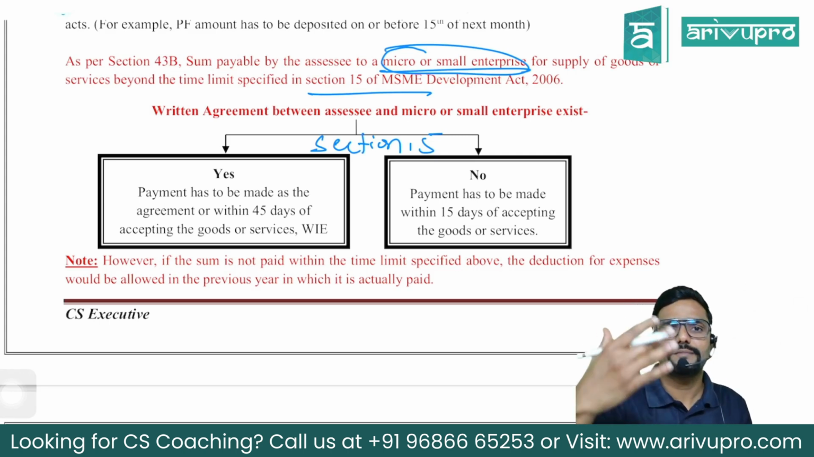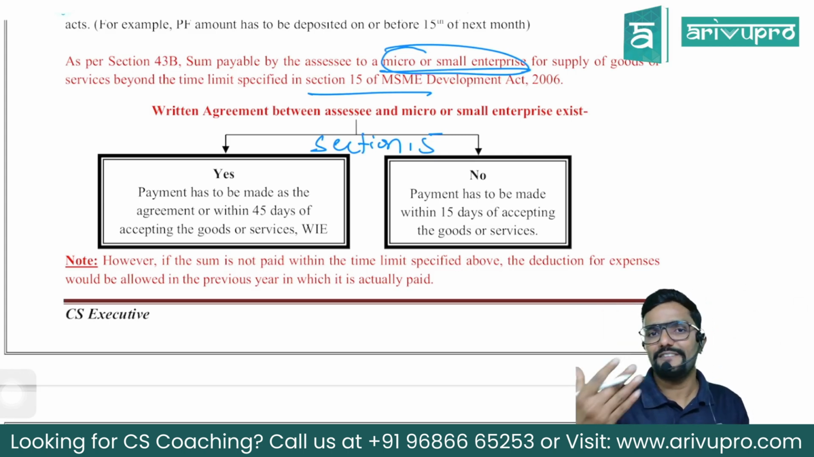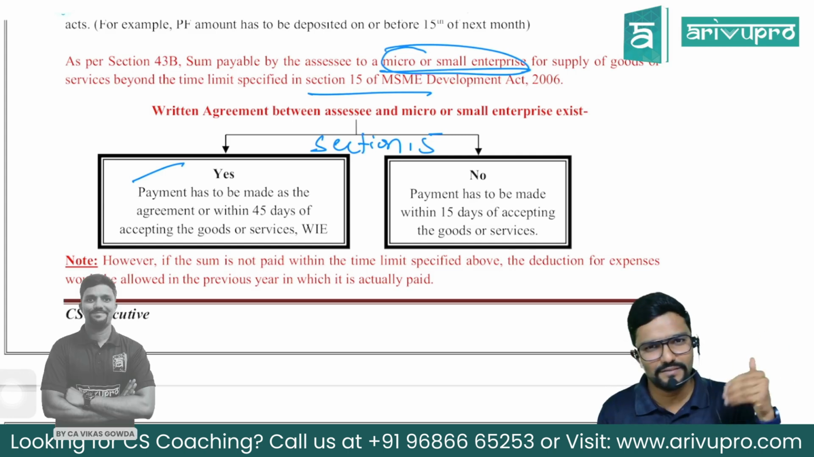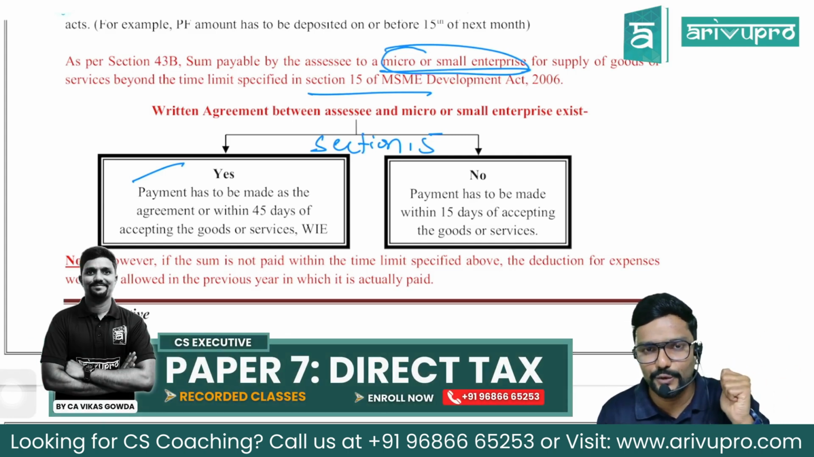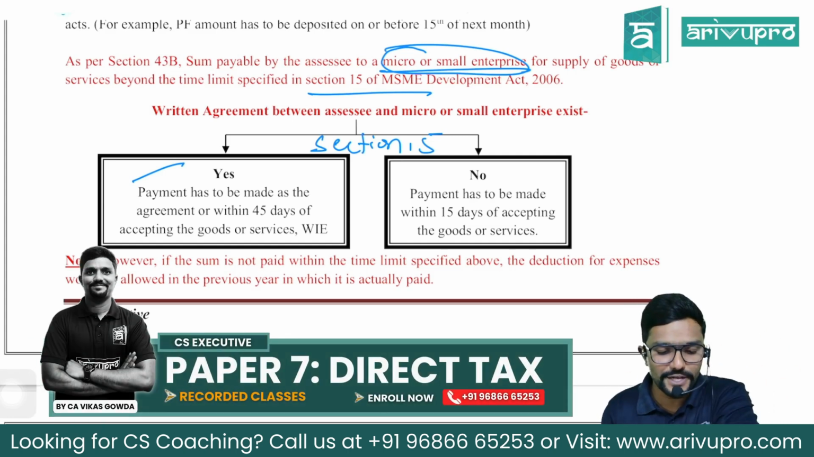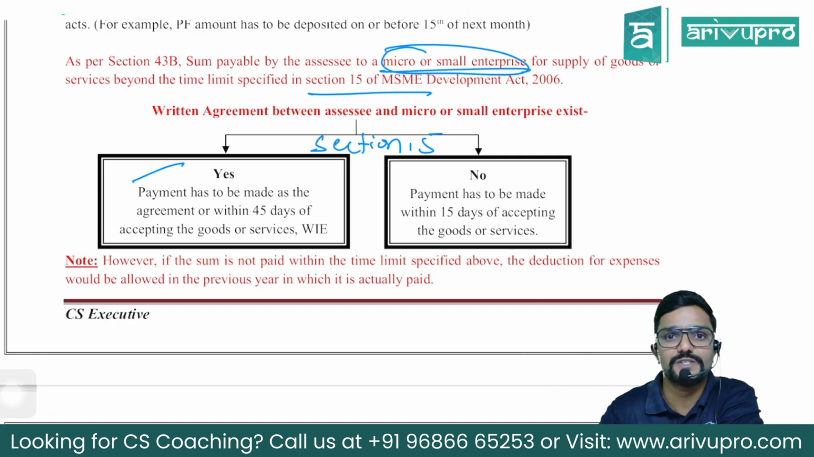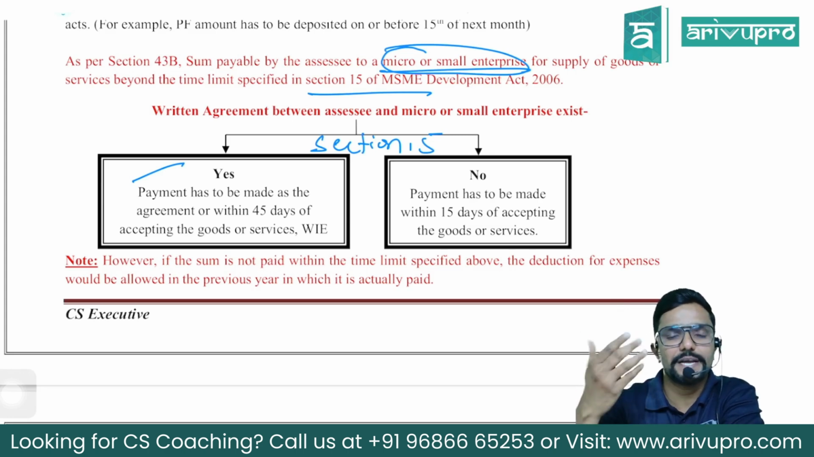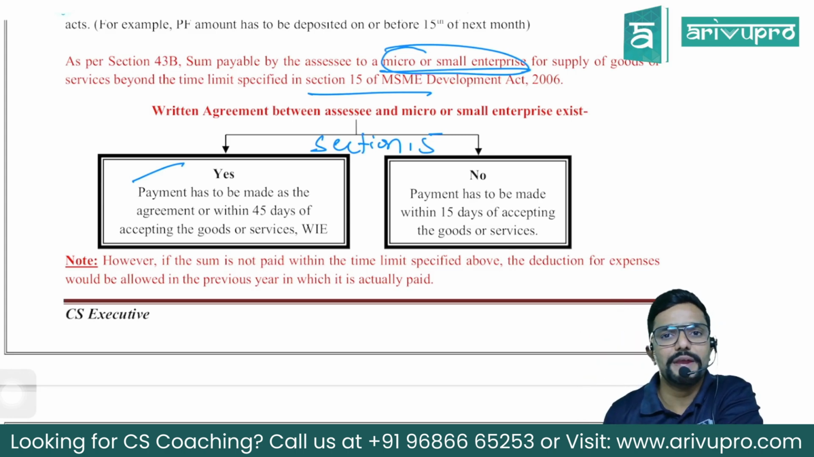If I and the micro and or small enterprise have an agreement, then payment has to be made as per the agreement. In the agreement we would have mentioned the due date, or within 45 days of accepting the goods or services, whichever is earlier. Now assume, guys, you are a small enterprise. I have purchased goods from you. We have a written agreement that payment has to be made within 20 days. So what is the due date?